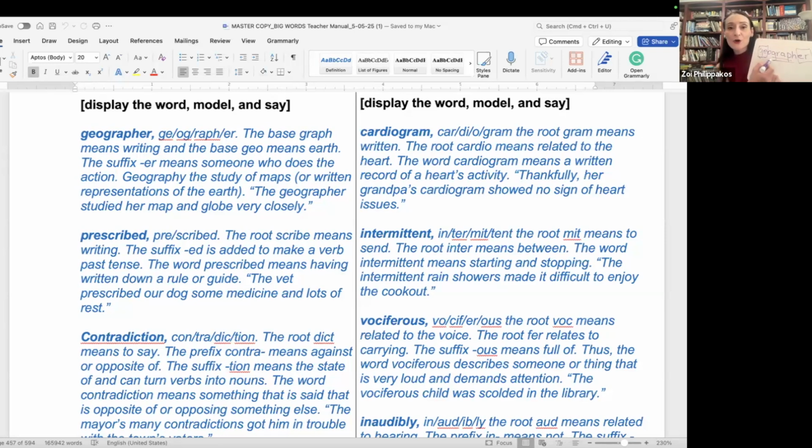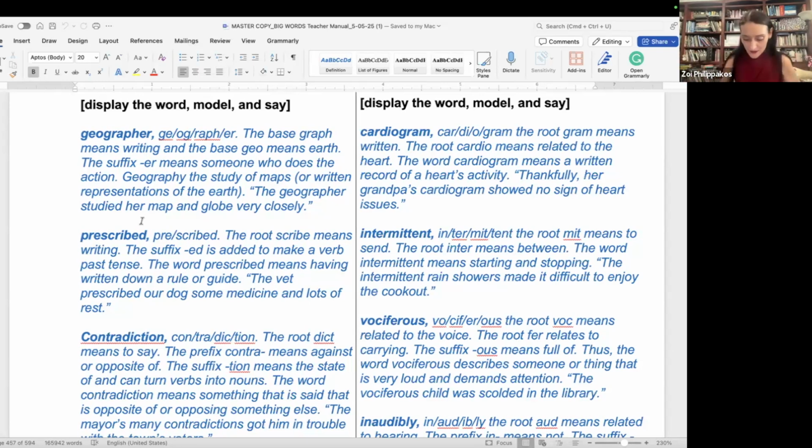graph-er, geographer. Geography is the study of maps or written representation. Geographer is the person who studies. So the geographer studied her map and globe very closely. Geographer, the person that studies.